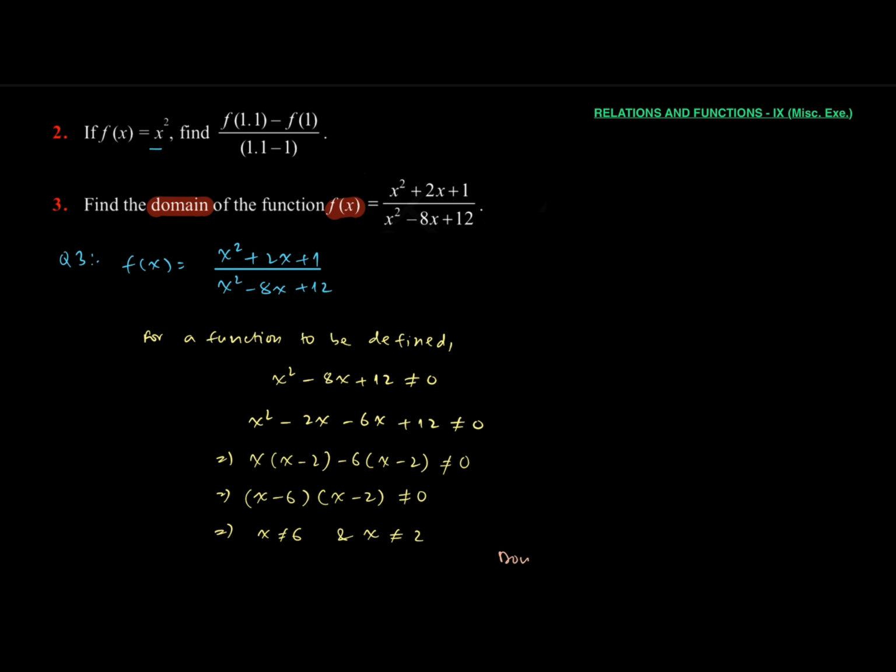So therefore, the domain of this function will be all real numbers minus these two values, that is 2 and 6, because at these two values, the denominator of this function will become equal to 0. So these two values are not possible.